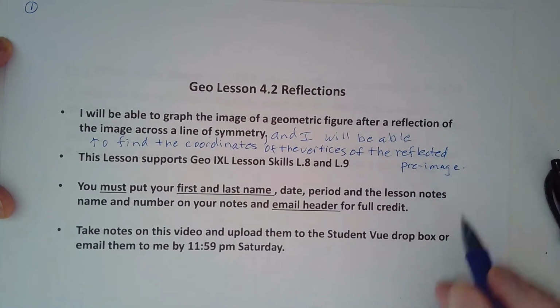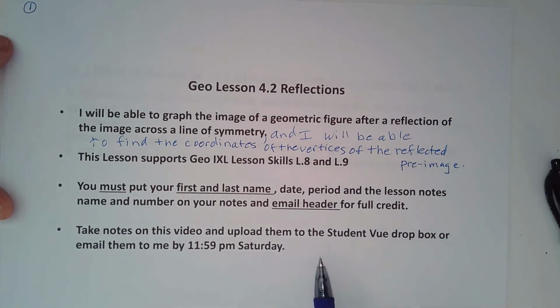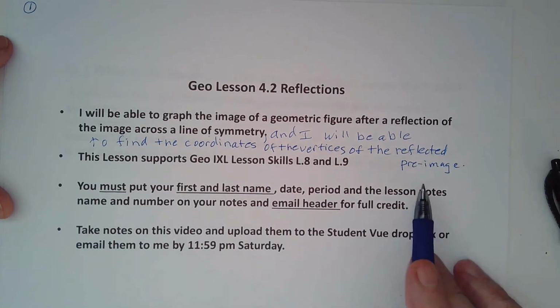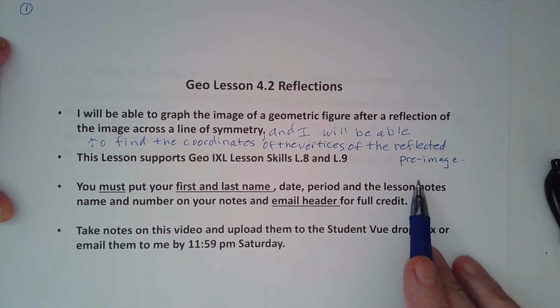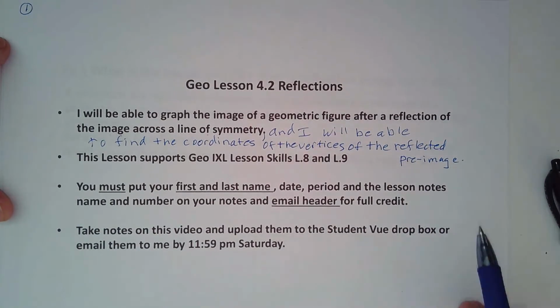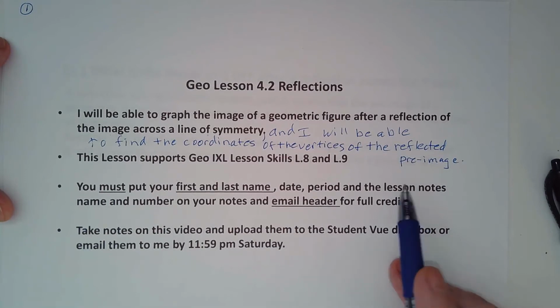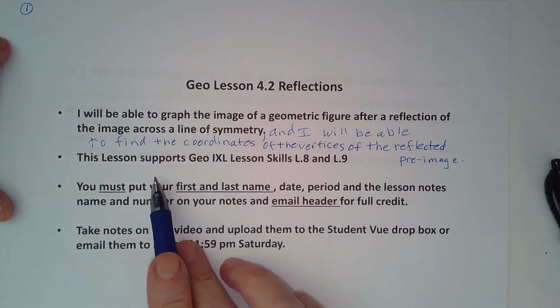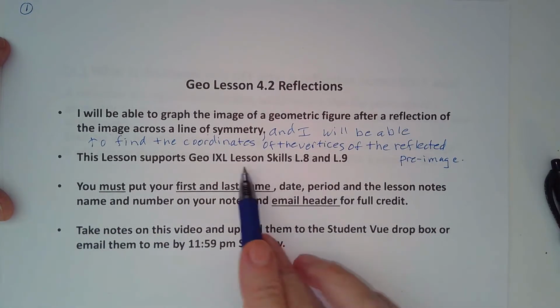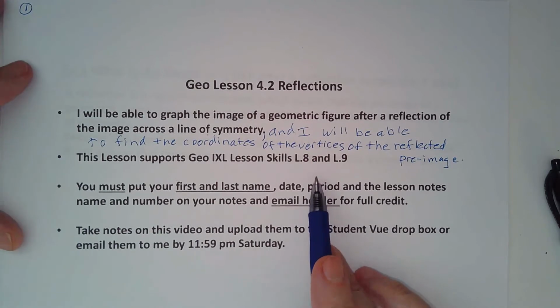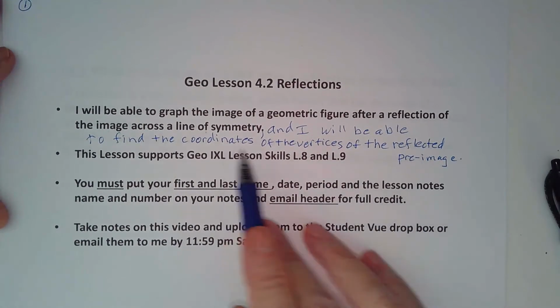Remember, we have an image and a pre-image. The pre-image is what you start with, that's your starting point, and then you reflect and you end up with the image. Okay? So this lesson supports these IXL skills, L8 and L9, which are on the two topics that I just mentioned there.